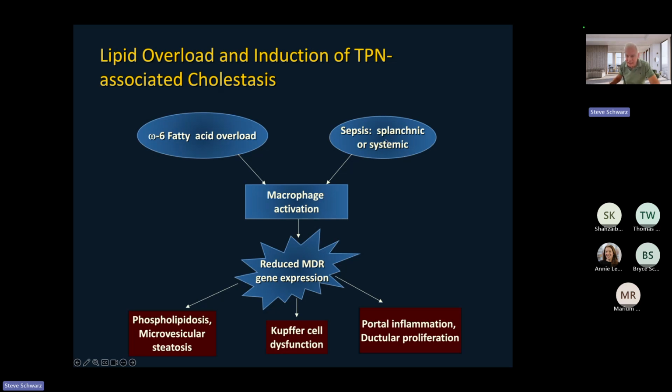Anything that affects the splanchnic circulation, anything that involves even low-grade septicemia will lead to macrophage activation and reduced MDR gene expression. Remember, we talked about multi-drug resistance protein. I'll have a little bit more to say about that in a minute. But reduced MDR gene expression leads to accumulation of phospholipids, an increase in the amount of fat deposited in the liver, contributes to Kupffer cell dysfunction, which again is going to be very important in dealing with problems related to bacterial translocation, and reduced MDR gene expression will lead to portal inflammation and ductular proliferation.